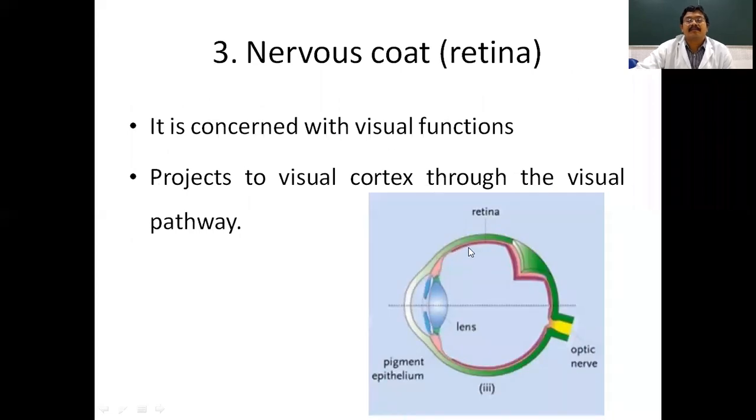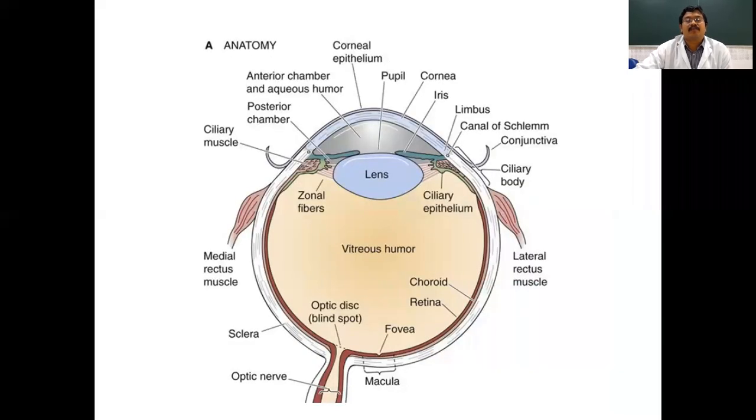The third, inner coat is the nervous coat. It is the retina. It projects the visual information from the eye to the visual cortex through the visual pathway. In this structure, we have discussed the cornea and the anterior chamber. This is the posterior chamber, this is the suspensory ligament, this is the ciliary body, this is the choroid and retina, choroid, and the sclera.